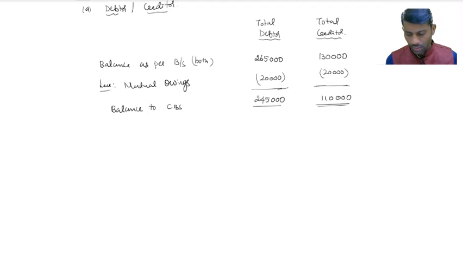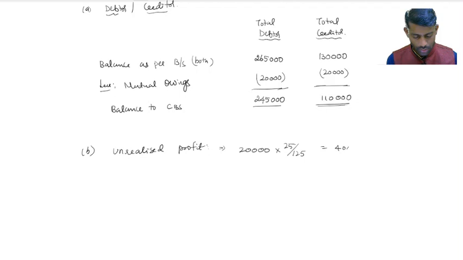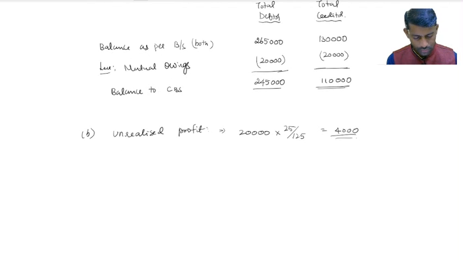Next, bills receivable and bills payable, nothing is there. Intercompany borrowings, nothing is there. Therefore, unrealized profit: 20,000 entirely is in stock, so 20,000 into 25 divided by 125, which is 4,000. Since it is downstream, it is completely for the holding company.